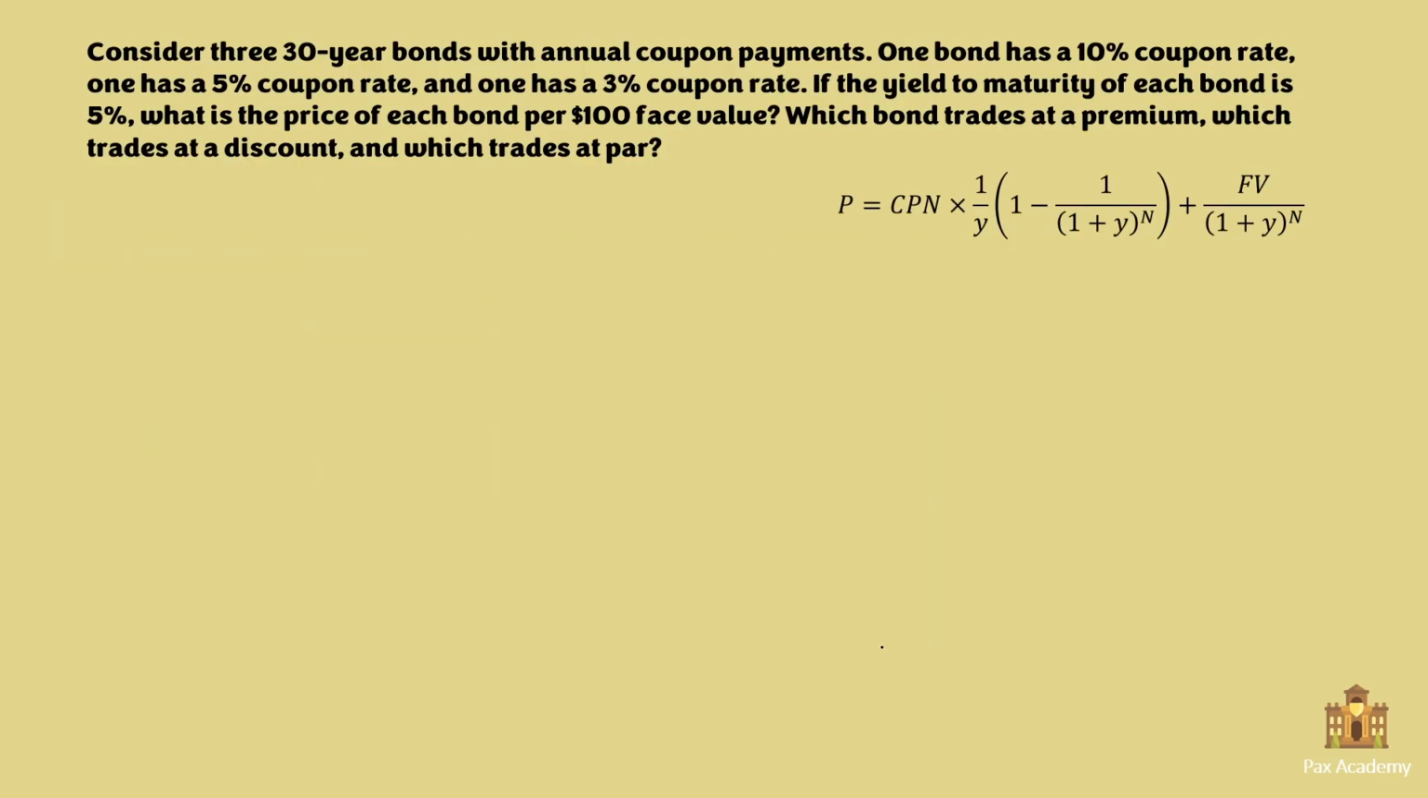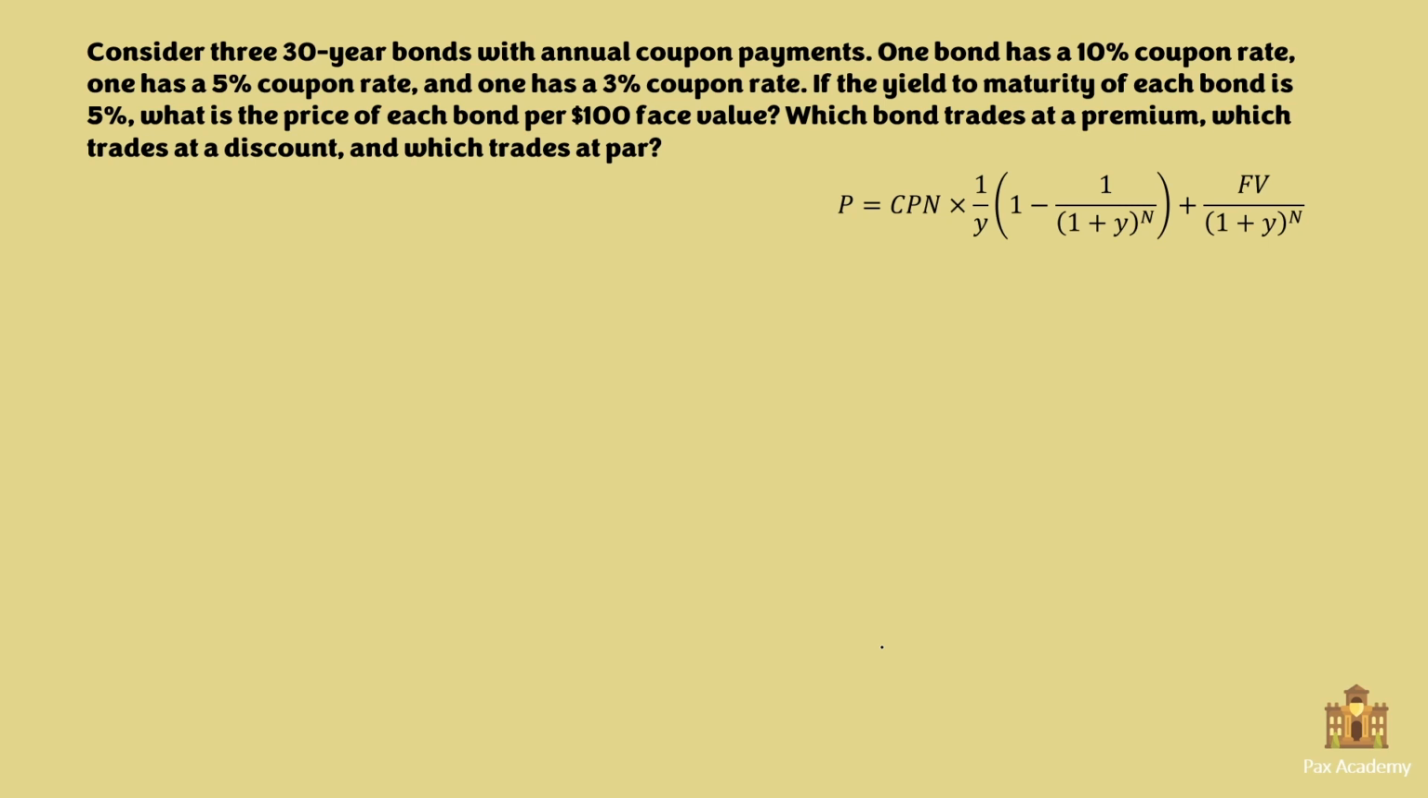Now let's look at an exercise. This exercise says consider 3 30-year bonds with annual coupon payments. One bond has a 10% coupon rate, one has a 5% coupon rate, and one has a 3% coupon rate. If the yield to maturity of each bond is 5%, what is the price of each bond per $100 face value? Which bond trades at a premium, which trades at a discount, and which trades at par?